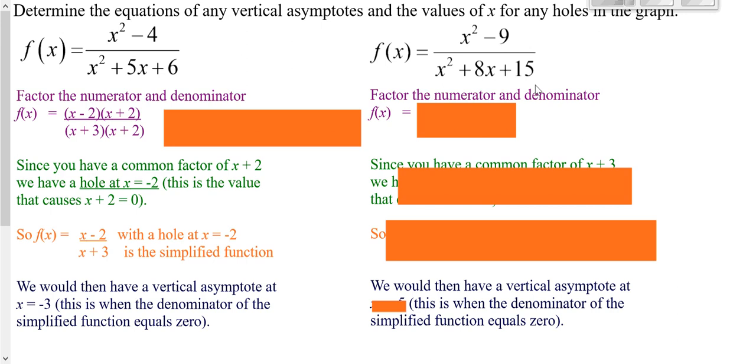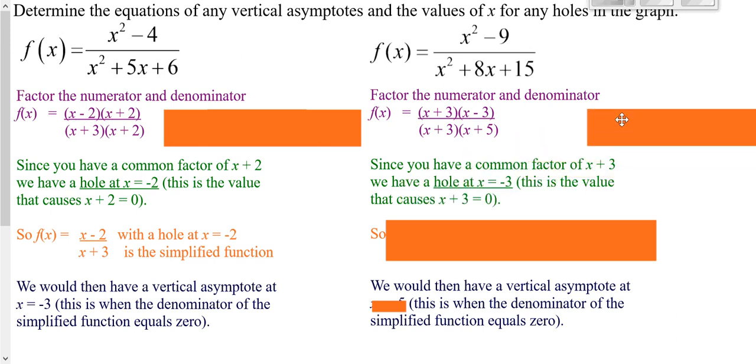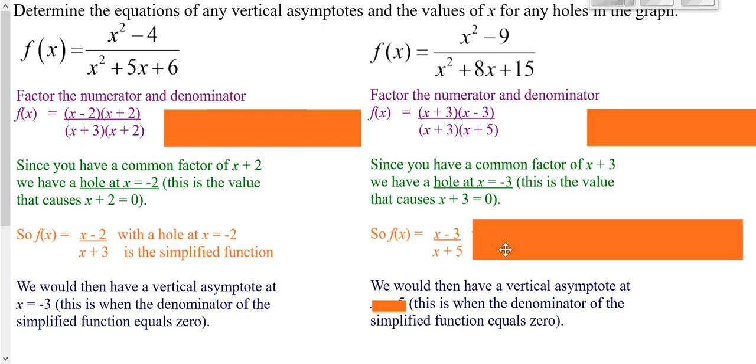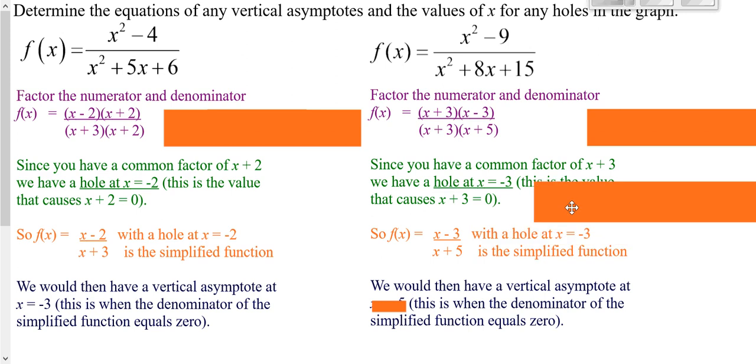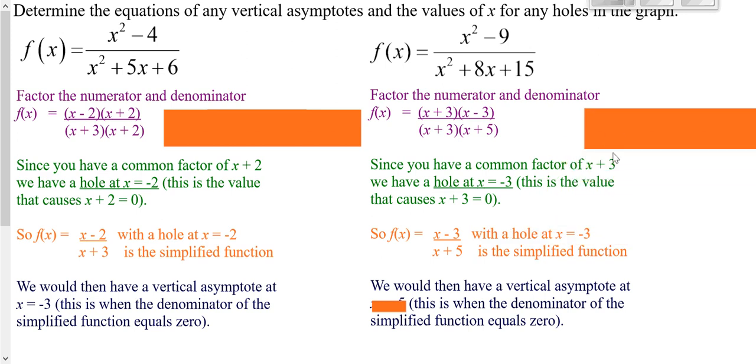So try to do the second problem on your own and then watch the video. Factor the top and the bottom. You have an x plus 3, the same top and bottom, so that means we're going to have a hole at x equals -3 because you set x plus 3 equal to 0 and solve that. You cross out those x plus 3's, you're left with this, so all we have to do is simplify or graph that and just make sure we put a hole, a missing point at x equals -3.